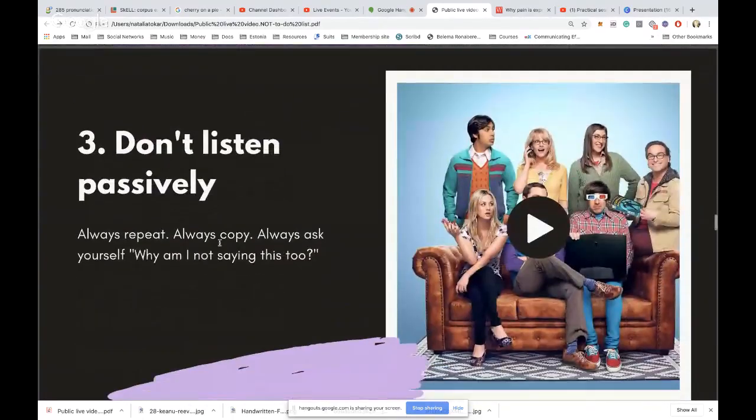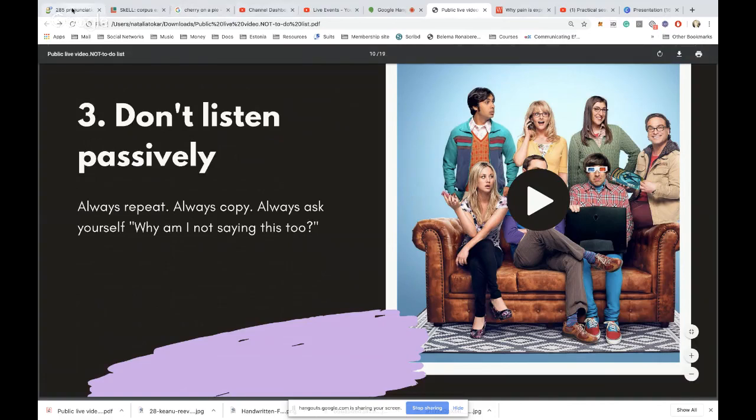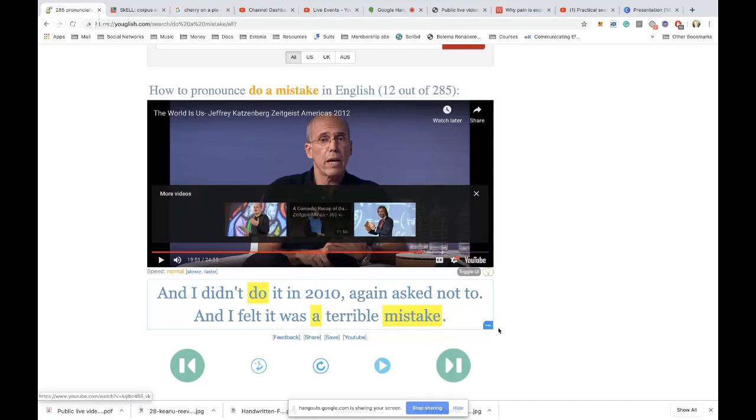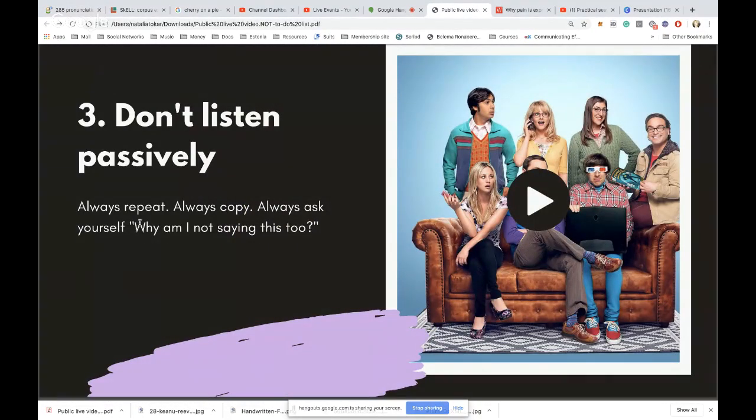Tip number 3, don't listen passively. A lot of people tell me, oh, I watch TV shows in English, I watch movies, whatever, but they simply watch and do nothing. Even with what I'm showing you here right now, it's not enough to click forward, forward, forward and listen. You need to repeat. The same goes for watching TV shows, movies, everything you watch on YouTube. Always repeat, always copy, always ask yourself, why am I not saying this too? Can I steal some of the phrases and use them myself?